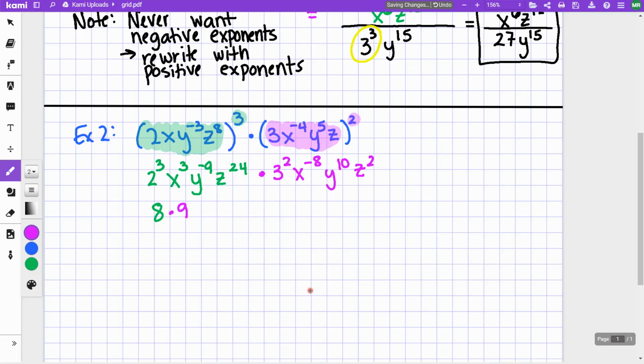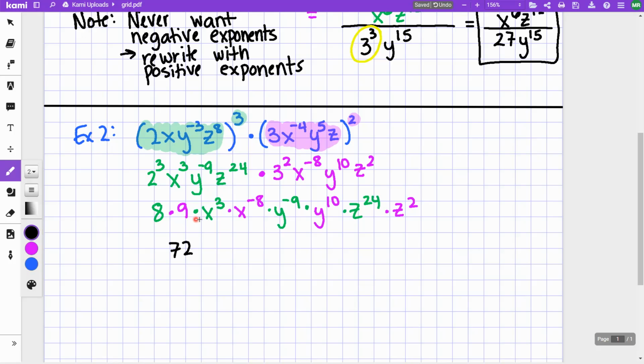And then let me look at my x's with my x's, my y's with my y's, and my z's with my z's. So I'm just going to rewrite it here with my x to the 3rd times my x to the -8th, my y to the -9th times my y to the 10th, my z to the 24th times my z to the 2nd, okay? And you don't have to necessarily write it out like this. I just want you guys to understand that I'm going to be dealing with the numbers. So this was an 8 and a 9. Okay, so those are going to multiply. And that is going to give me a 72.